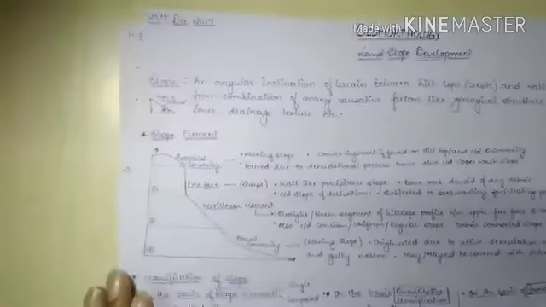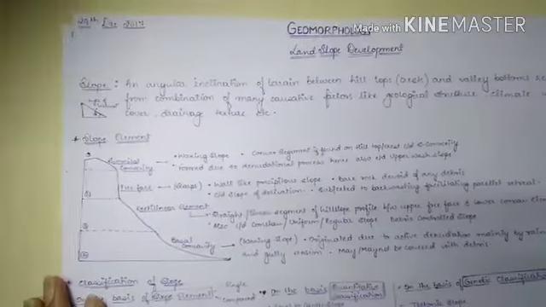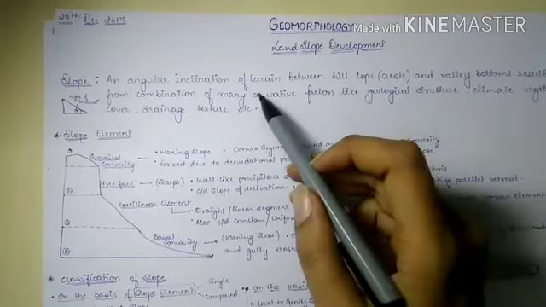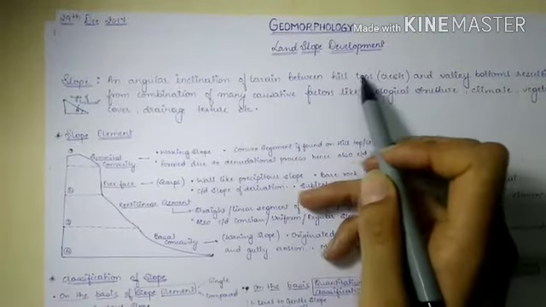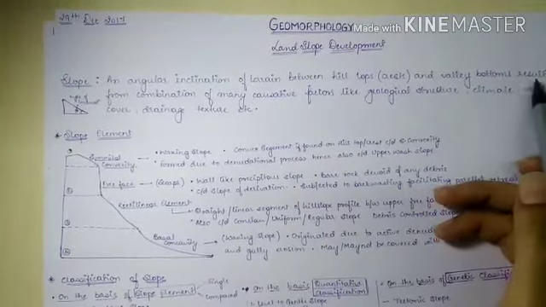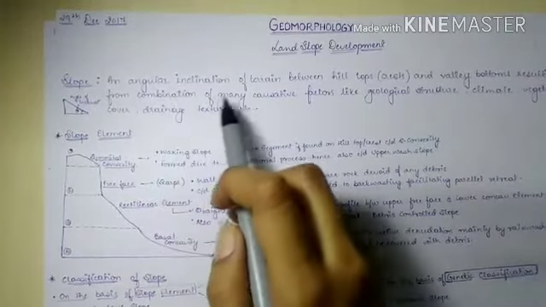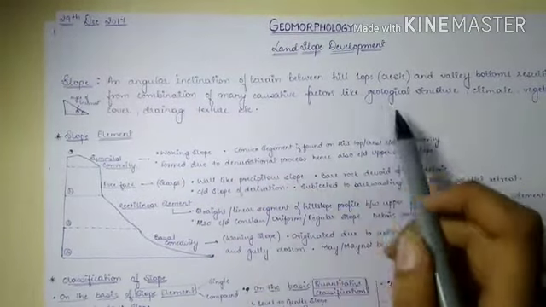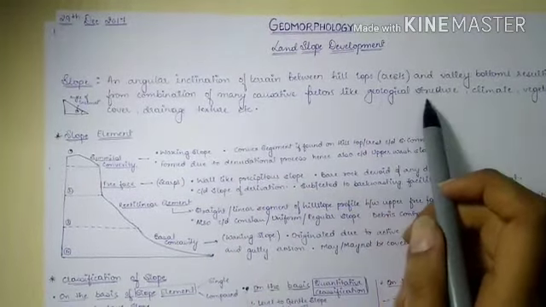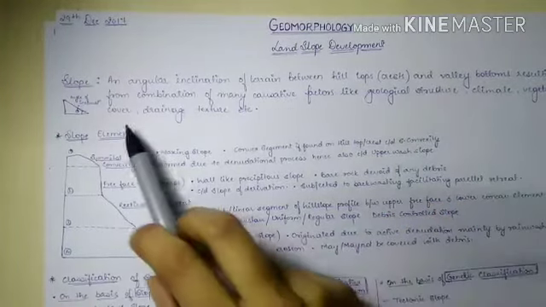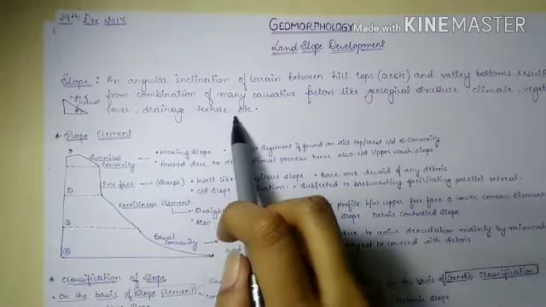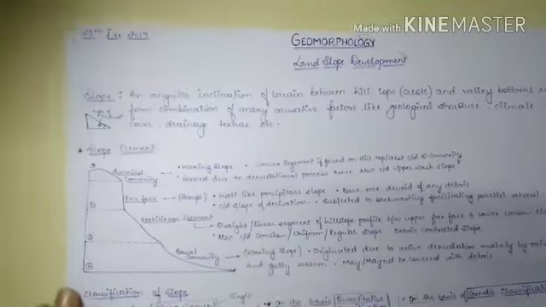So what exactly are slopes? Slope is an angular inclination of terrain between hilltop and valley bottom, resulting from a combination of many causative factors like geological structure, climate, vegetation cover, drainage, texture, etc. So what exactly is slope?